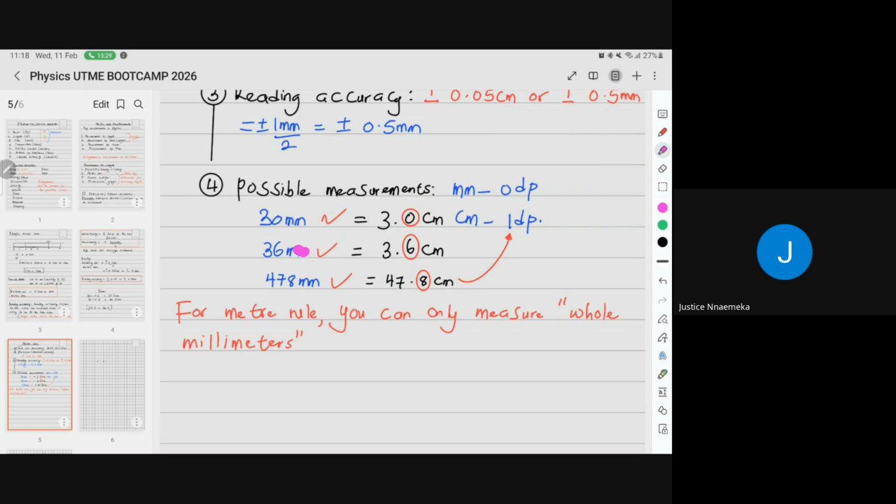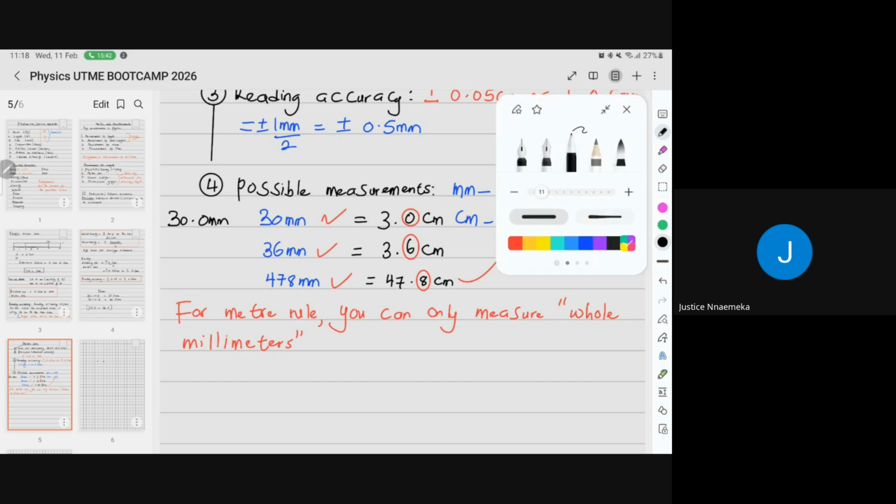Now, check this side for your millimeter: there is no decimal. Which means if I measure something and I have 30.0, you cannot have 30.0 millimeter. It's not possible. It must always be a whole number. So this is wrong.